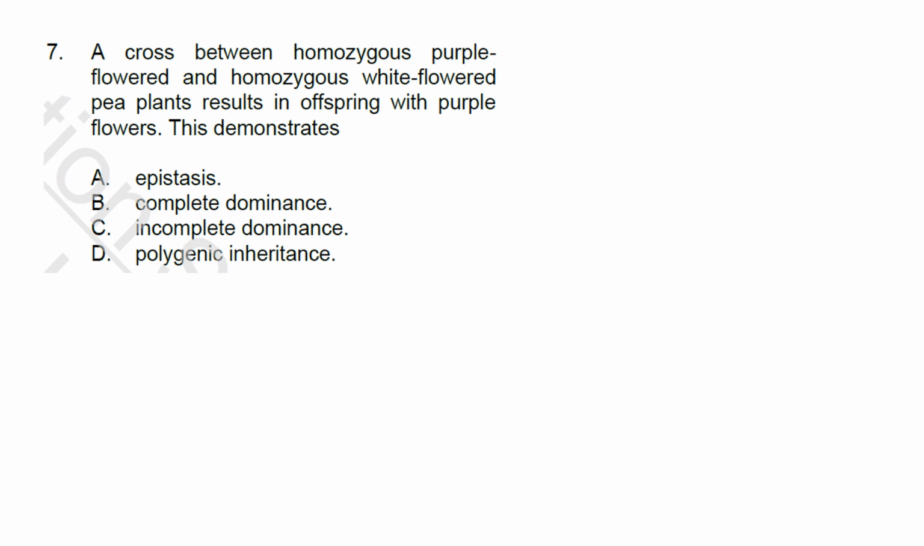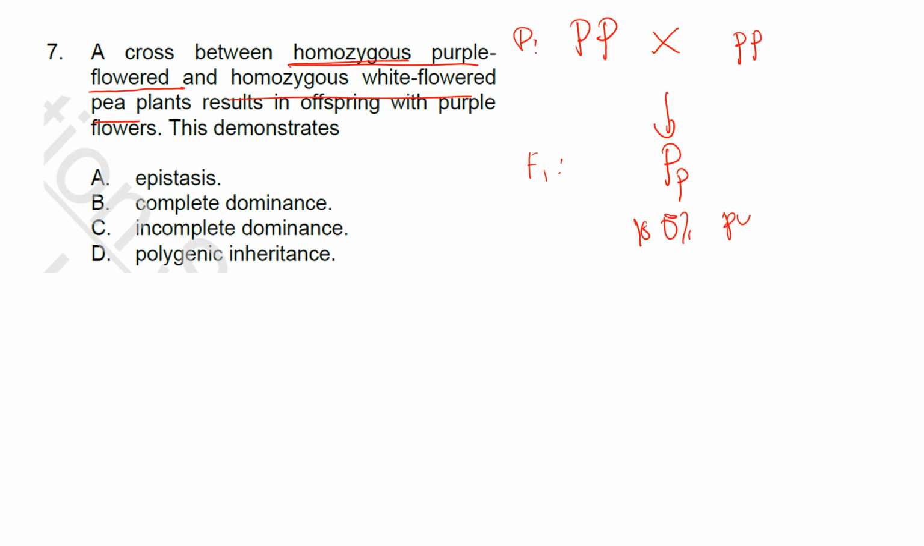Question 7. A cross between a homozygous purple flower, capital P, and a homozygous white flowered pea plant, which is small p, because it says homozygous. So this results in offspring with purple flowers, obviously. So the offspring, the F1 generation, this is the parental generation, produces heterozygous individuals. So 100% of the F1 generation will be purple.